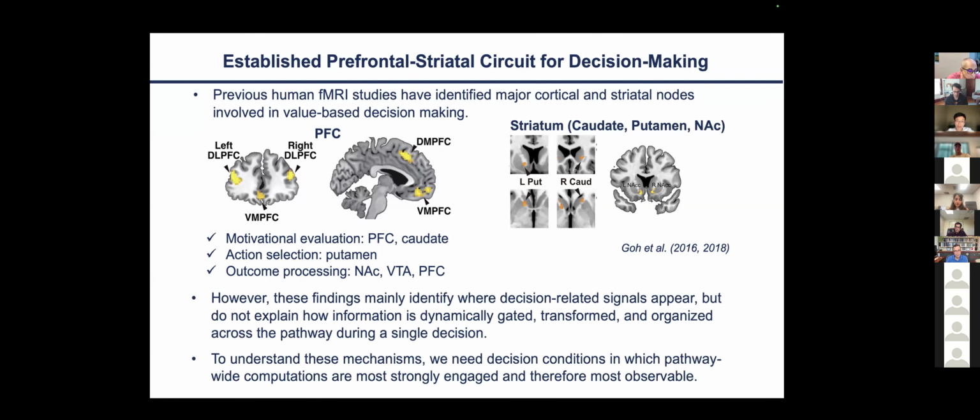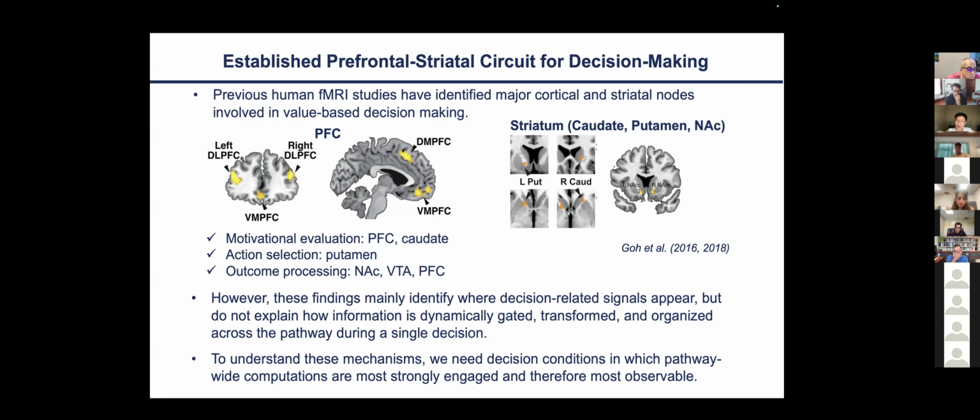Those studies have identified where decision-related signals appear, but they don't explain how the information is dynamically gated: how the signal is gated into the pathway, transformed between different stages and nodes, and how they are organized across the pathway during a single decision. In this study, we are going to understand those hidden mechanisms underlying this pathway.